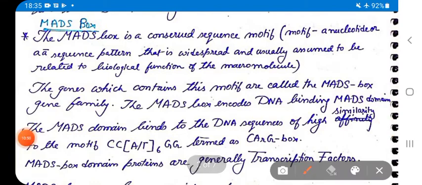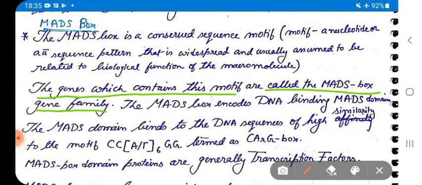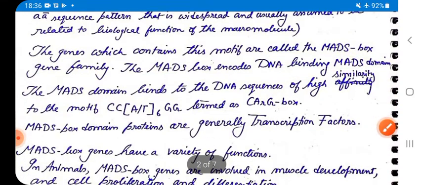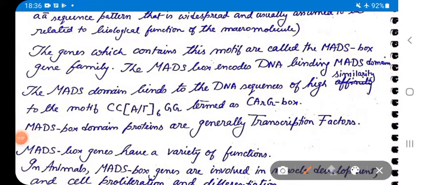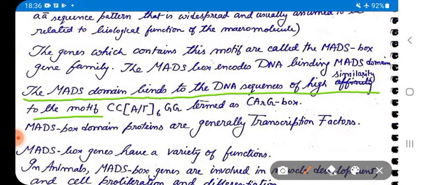Now those genes which contain this motif are called the MADS box gene family. So those genes that have this type of MADS box DNA sequence are called the MADS box gene family, and the MADS box encodes the DNA binding MADS domain. And the special feature of this MADS box sequence is that the MADS domain binds to a DNA sequence of high similarity to the motif CC, either A or T 6 times, GG, termed the CArG box.